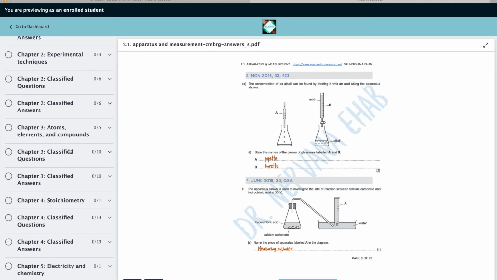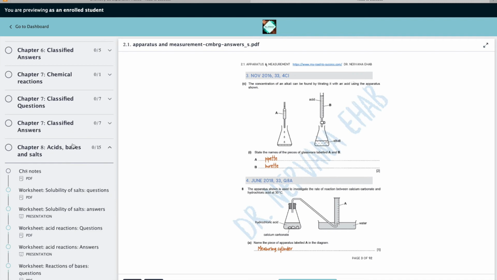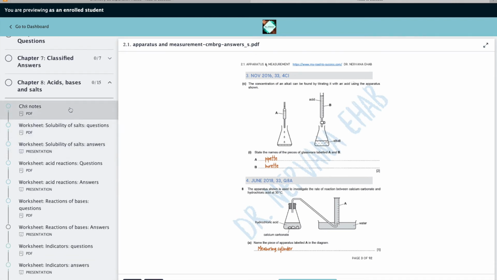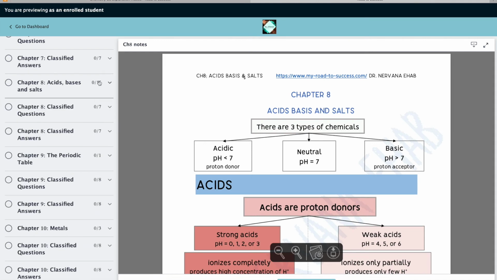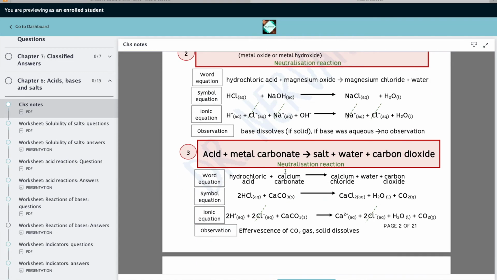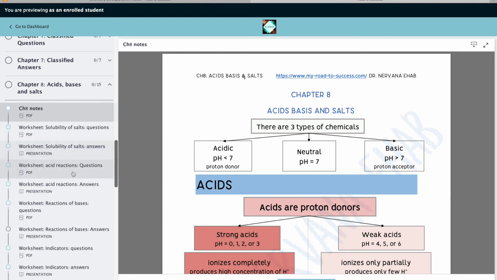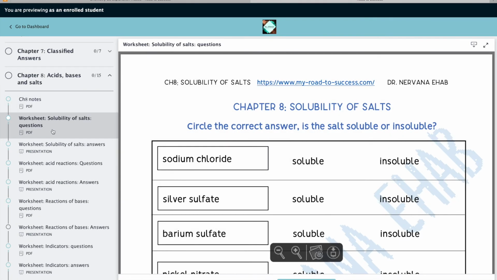I'm going to take you to chapter 8 because chapter 8 is a really, really important chapter. Again, the first one here, you have the notes. And again, the notes and classified are here. First one, questions is the second one, and the answers is third. But underneath the first one here, there's the notes, which you are going to print, and there's also worksheets. Chapter 8 specifically has a lot of worksheets. So please make sure to solve these worksheets.